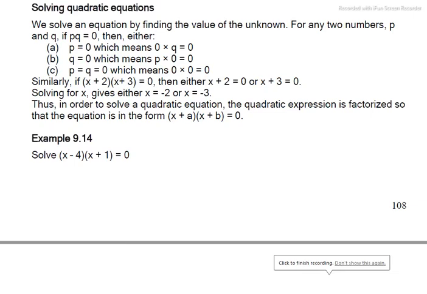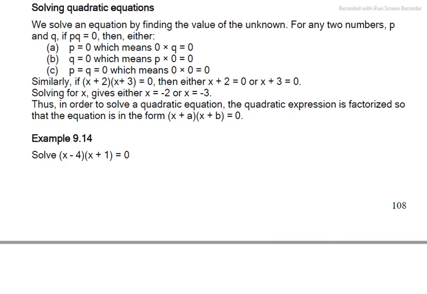In this video, we are to look at solving quadratic equations. Probably we shall use the factorization method. Previously we looked at how we factorize quadratic expressions, and we use the same idea in solving quadratic equations.